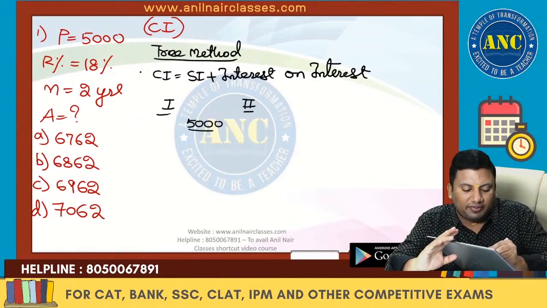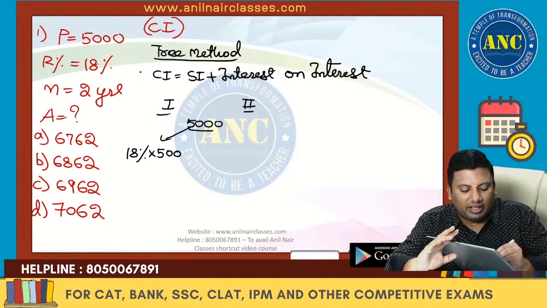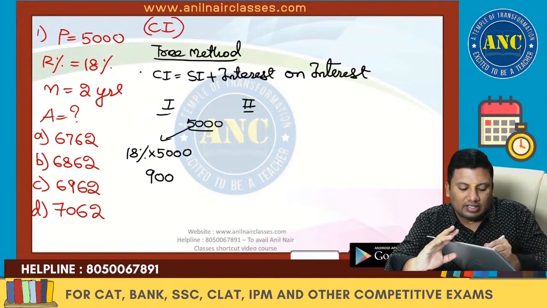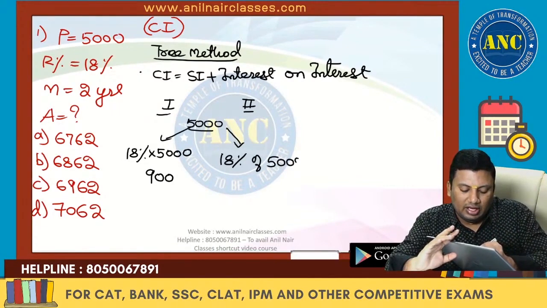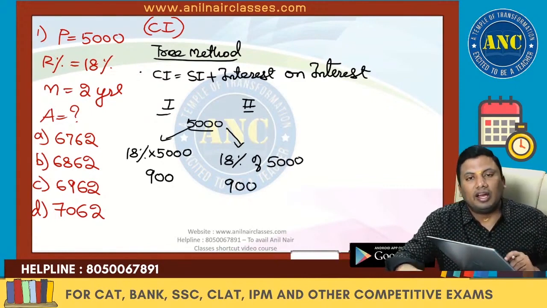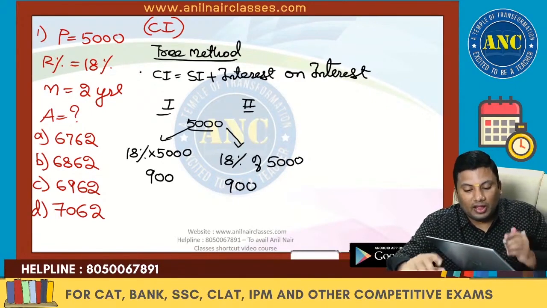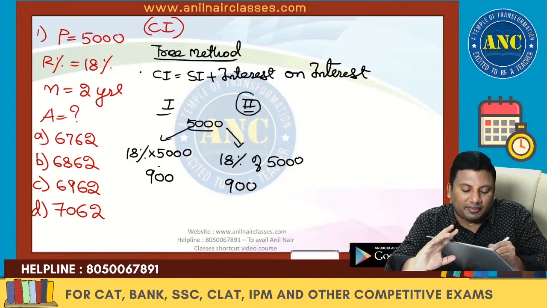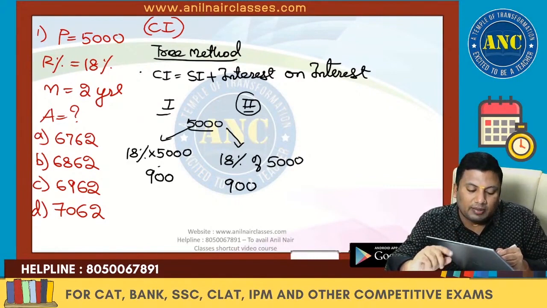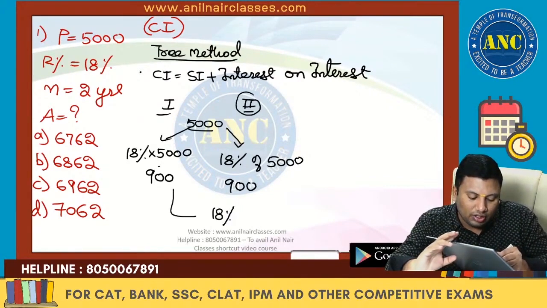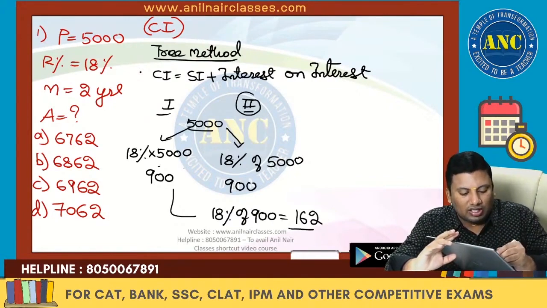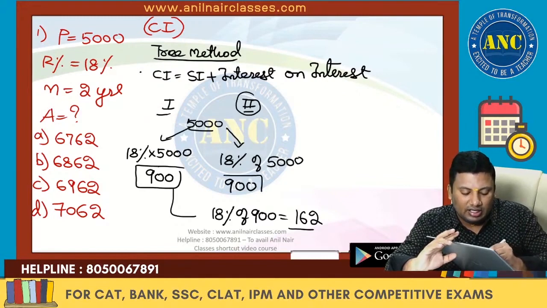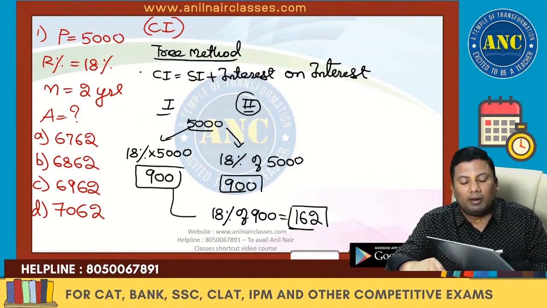Suppose the principal is 5,000. First year SI is 18% of 5,000, which is 900. Second year also it is SI, since interest remains the same every year, so it is also 900. CI in the second year is SI for the first year plus SI for the second year, plus interest on interest. So 18% of 900 is 162. This is the first year's interest, and this is the second year's total compound interest.